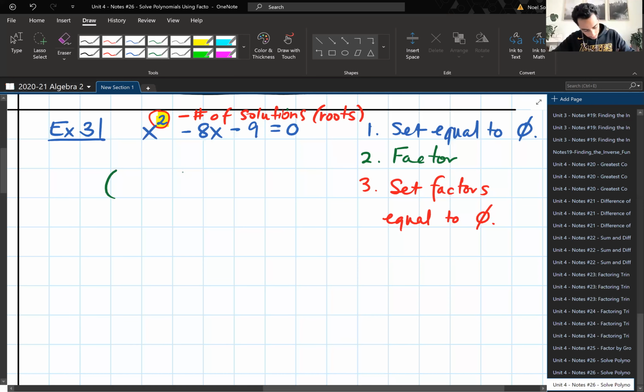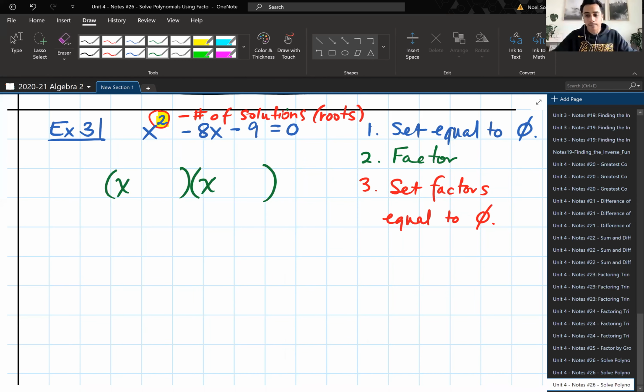All right, so I feel like this one is fairly simple, right? I'm not going to go into the whole Xbox method. I feel like this one could be done with a more traditional method. I know that I need to factor x squared, so I know that that's x times x. What factors would multiply to be -9, but add up to be -8?